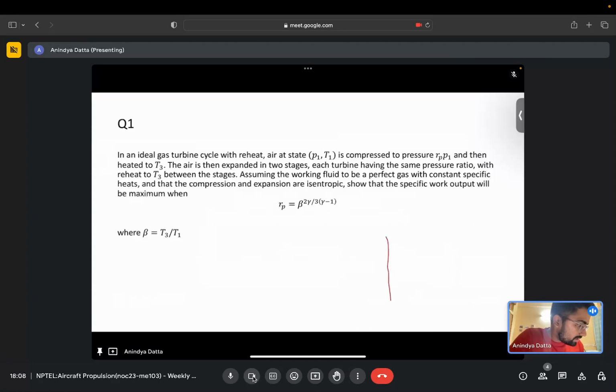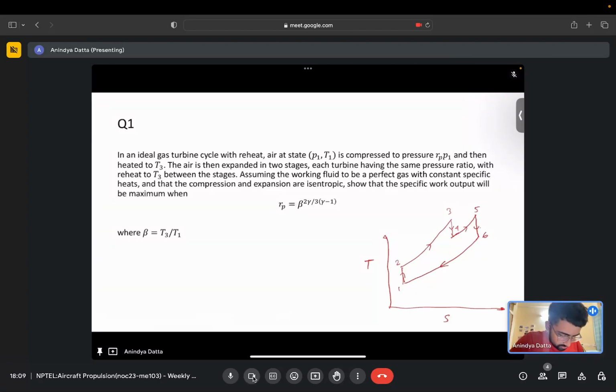First we will start by drawing a TS diagram for the ideal reheat cycle. So this is an ideal reheat cycle. First we have 1 to 2 as compression, 2 to 3 is the heat addition process, then 3 to 4 is the first expansion, then 4 to 5 is again our reheating, and then 5 to 6 is our second stage of expansion, and 6 to 1 is our heat rejection process.